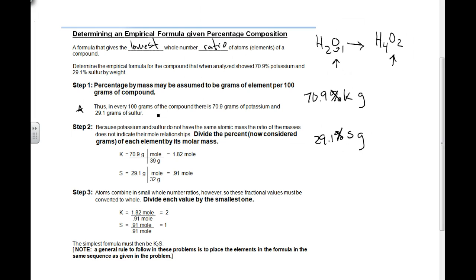All right, so that was simple, just changing to grams. Step 2. Because potassium and sulfur do not have the same atomic mass, the ratio of masses does not indicate their molar relationships. So we divide the percent, now considered grams, by their molar mass. So remember, the molar mass is the big number on the periodic table. So for potassium, I think it's 41, just from memory. Let me pause and we'll find out. All right, good thing I checked because it's 40.